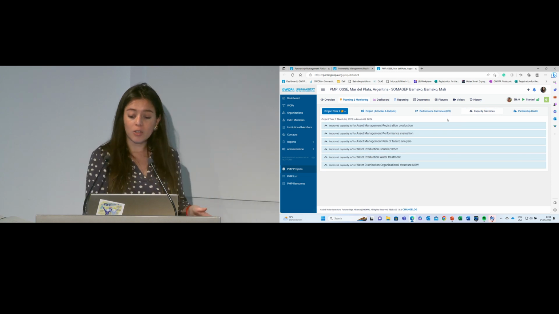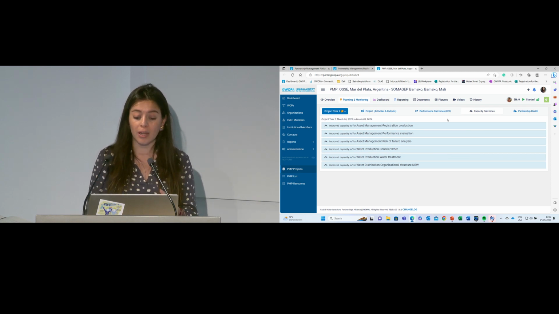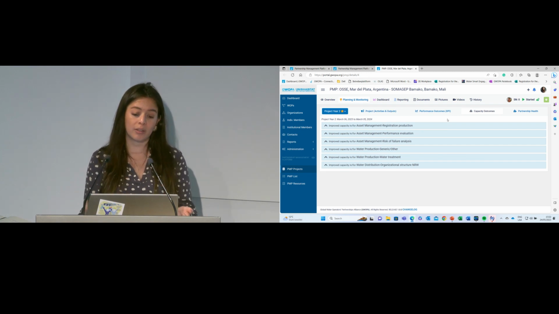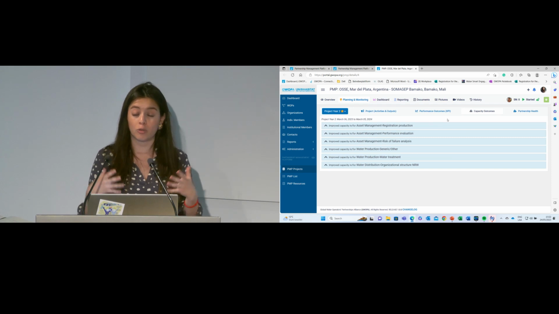After the KPIs, we have the capacity outcomes that we already mentioned, but it's really important, and more and more we are hearing from the funders how important it is for them to hear about these kinds of results.